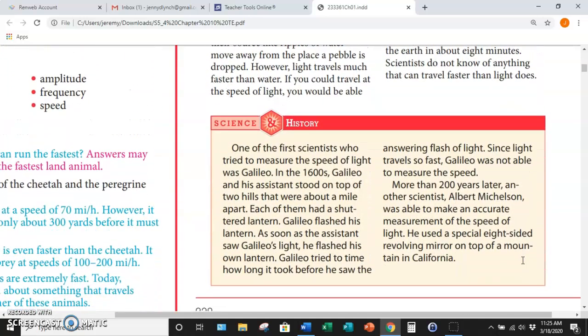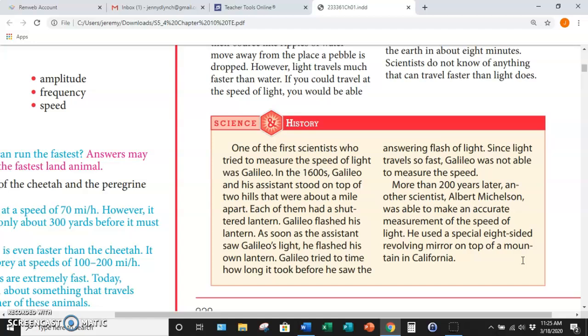One of the first scientists who tried to measure the speed of light was Galileo. In the 1600s, Galileo and his assistant stood on top of two hills that were about a mile apart. Each of them had a shuttered lantern. Galileo flashed his lantern. As soon as the assistant saw Galileo's light, he flashed his own lantern. Galileo tried to time how long it took before he saw the answered flash of light. Since light travels so fast, Galileo was not able to measure the speed.